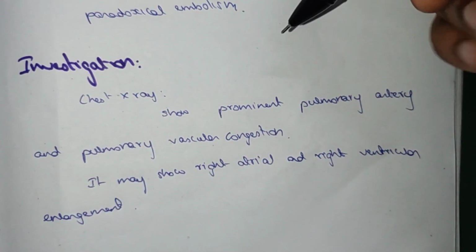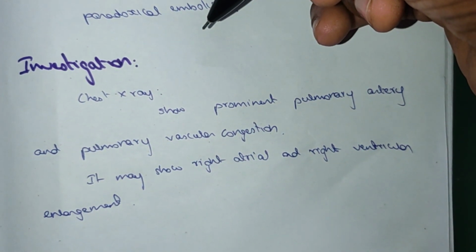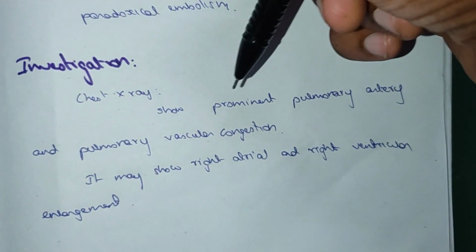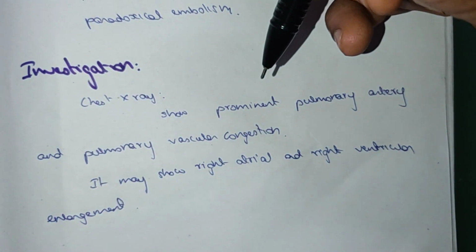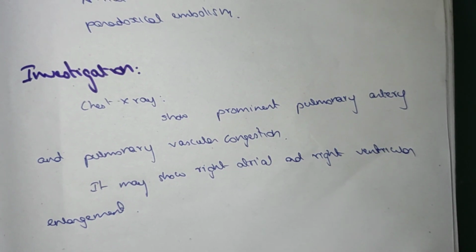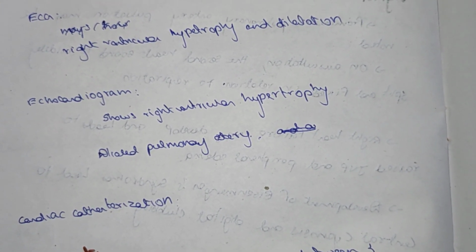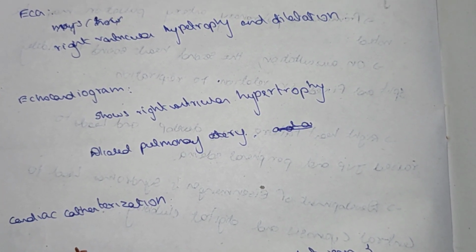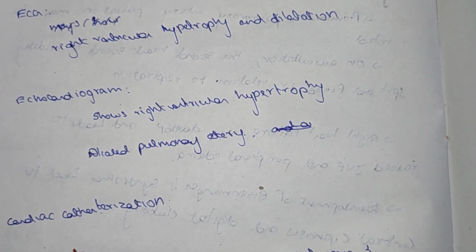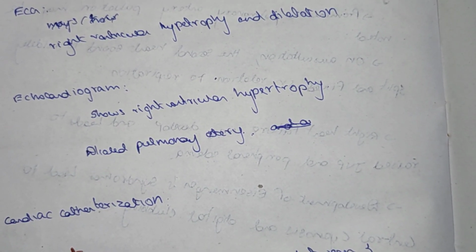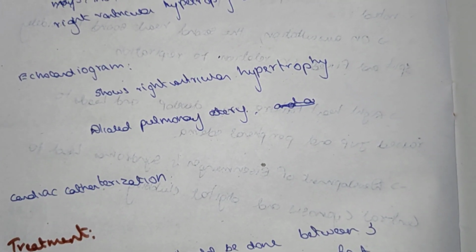Investigations: chest X-ray shows a prominent pulmonary artery, due to dilation of the pulmonary artery and pulmonary vasculature congestion. It may show right atrial and right ventricular enlargement. In ECG, there is right ventricular hypertrophy and dilation. Echocardiogram shows right ventricular hypertrophy, enlargement of the right ventricle, and a dilated pulmonary artery. Cardiac catheterization is also an investigation.